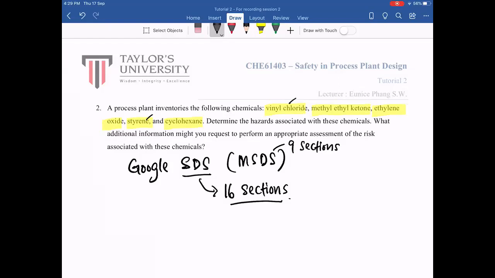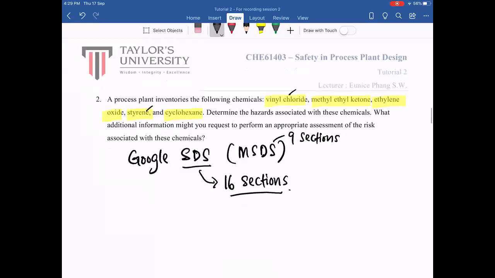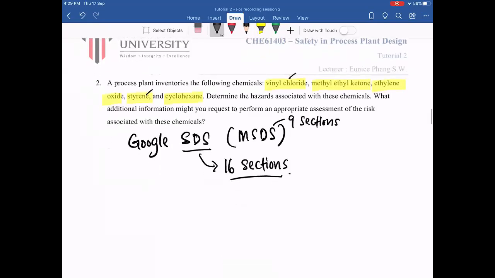Okay, any questions so far? So you can continue to do it for the rest of the chemicals and then write your own reports on this one. But I'm not going to go into detail on that. So, questions you want to ask, because I asked you, what are the additional informations that you want?